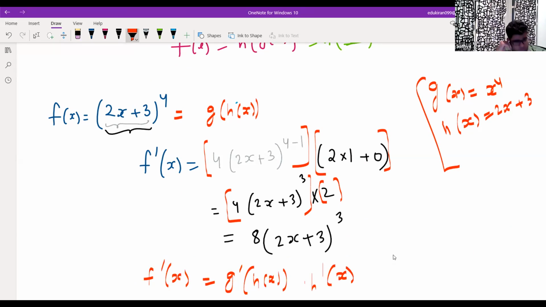Sir, so first we differentiate the outside function, the power, and then second, we differentiate the inside. Yeah, we do that separately, and then we multiply them.